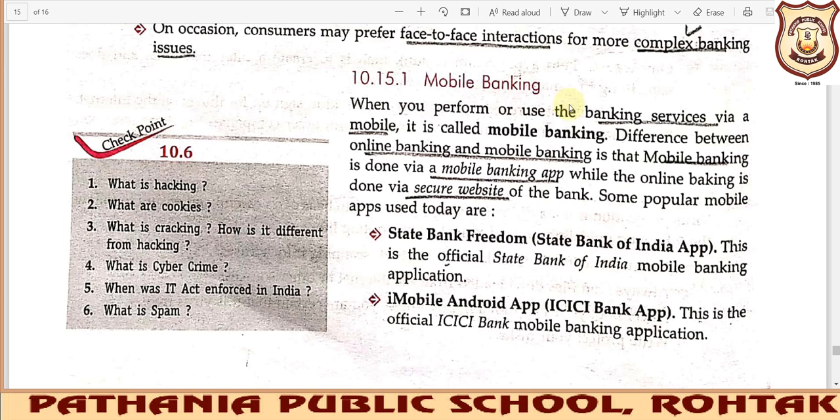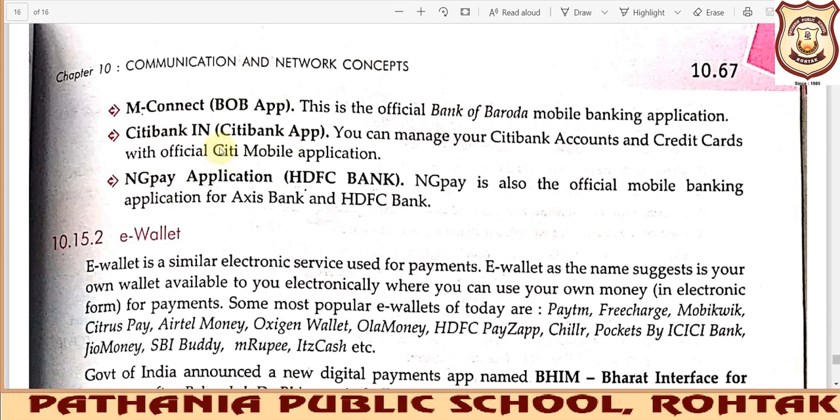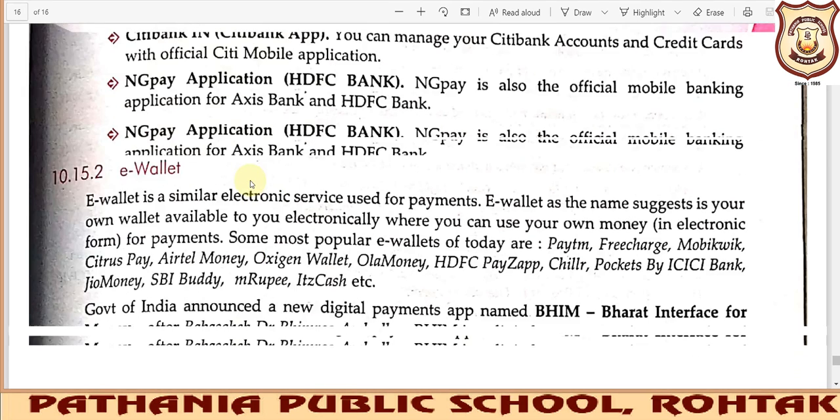Next is mobile banking. If you want to take banking services on your mobile phone, you need to download the app of that particular bank. Examples: State Bank of India has the State Bank of India app. ICICI Bank has the iMobile Android app. BOB has the M Connect Bank app. Citibank has the Citibank app. HDFC Bank offers the PayZapp application. So you can download these apps and have access to bank facilities on your mobile phones.